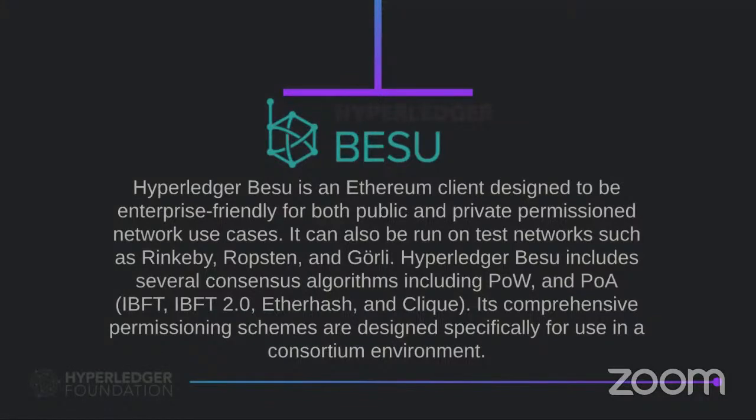Then we have the private blockchains. These are blockchains that are hosted within an organization. So basically, the organization gives permissions and privileges to those who can join and leave the network.